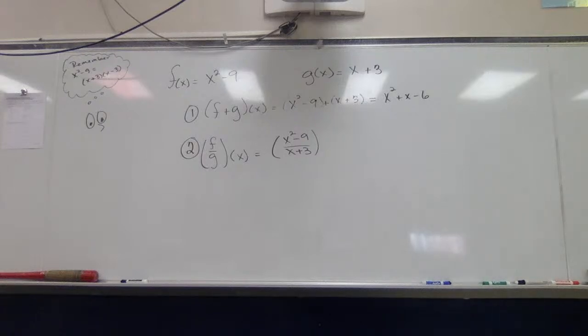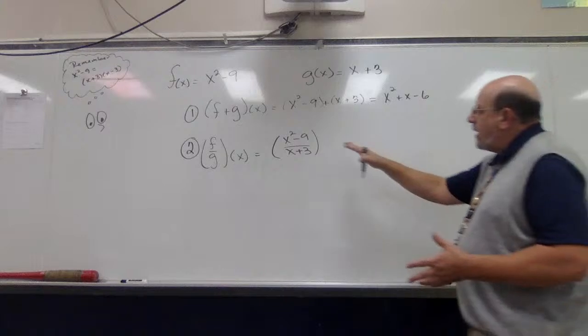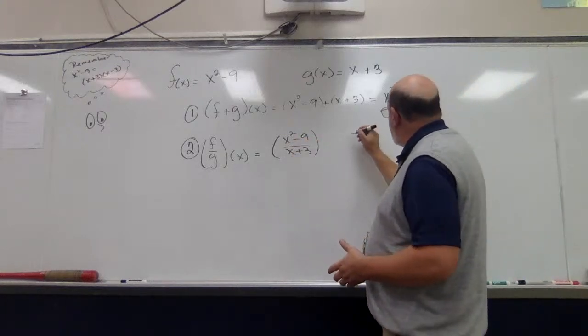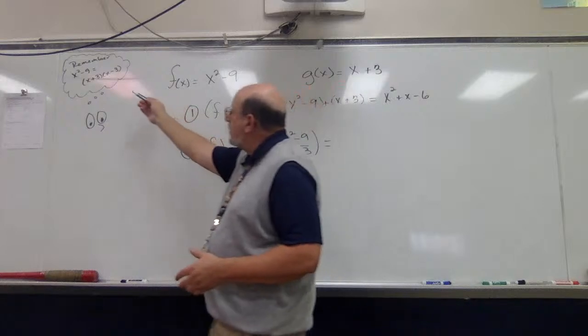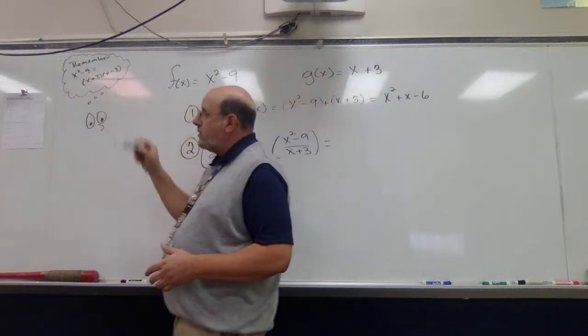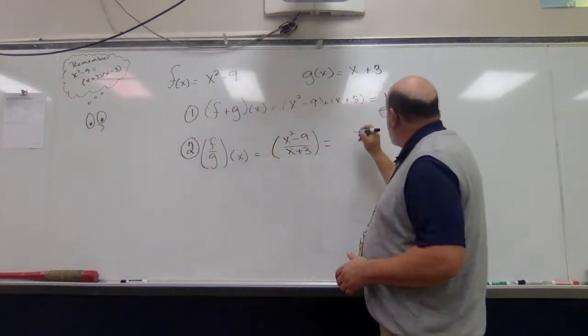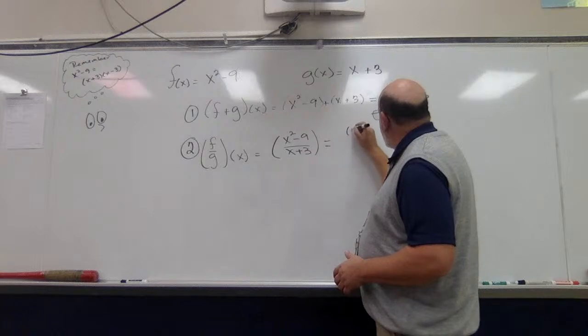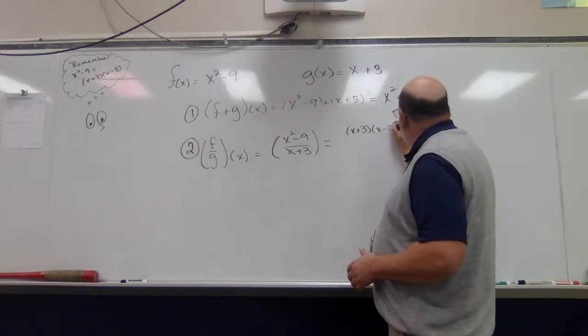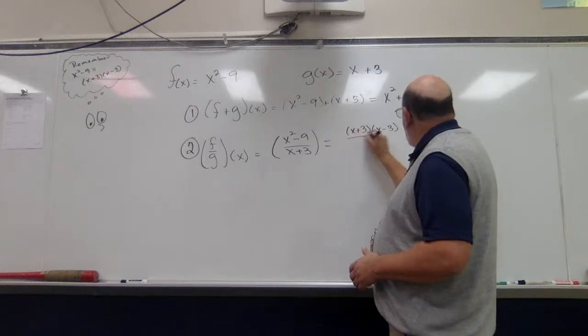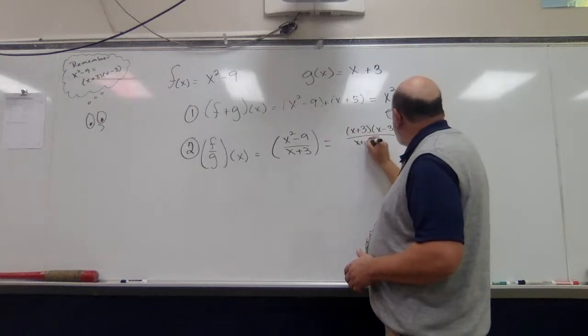The next one is the annoying one, right? If I rewrite this x squared minus 9 as the difference of squares, that's why I wrote this up here, to remember this. So let's go ahead and rewrite it. x plus 3 times x minus 3 all over x plus 3.